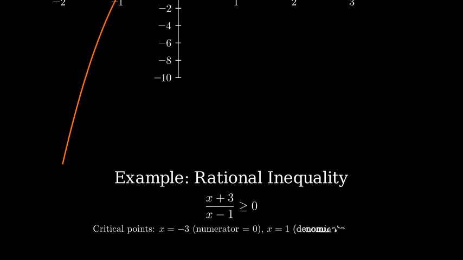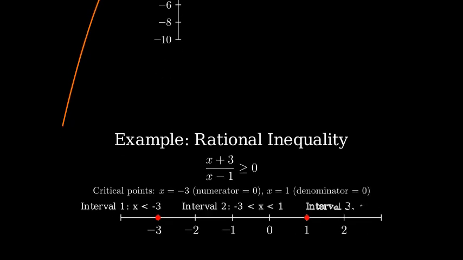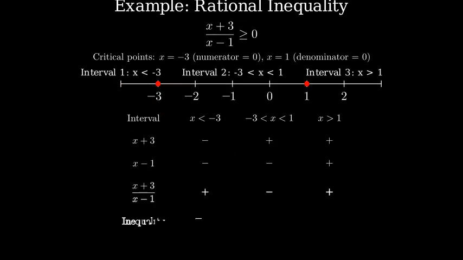First, we identify the critical points: x equals -3, where the numerator is 0, and x equals 1, where the denominator is 0. These points divide the number line into 3 intervals: less than -3, between -3 and 1, and greater than 1. Testing a point in each interval.